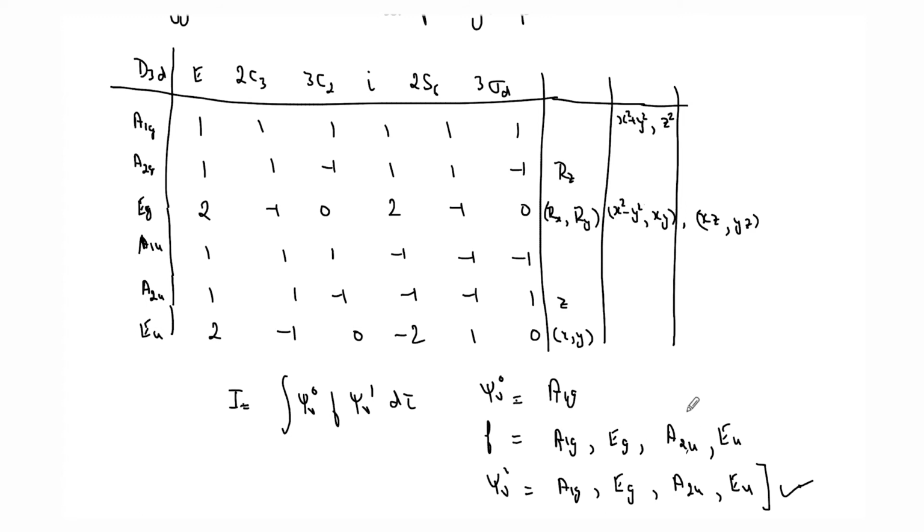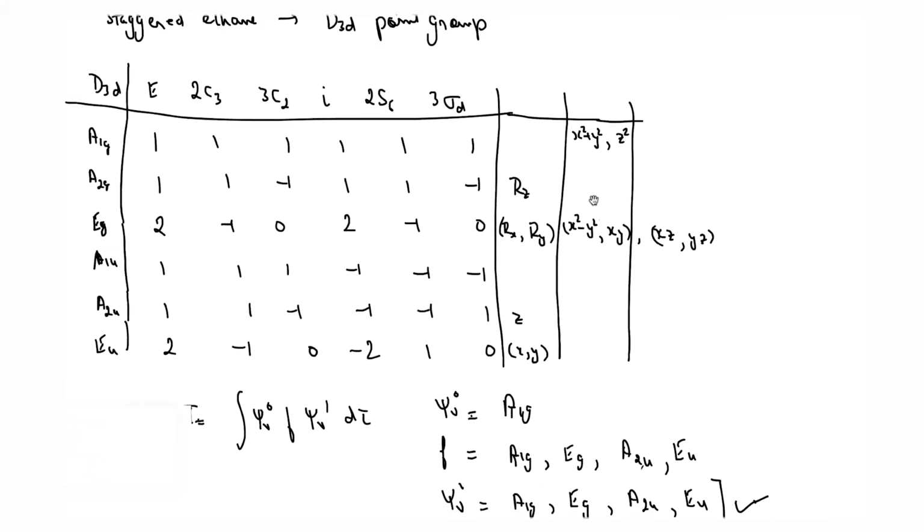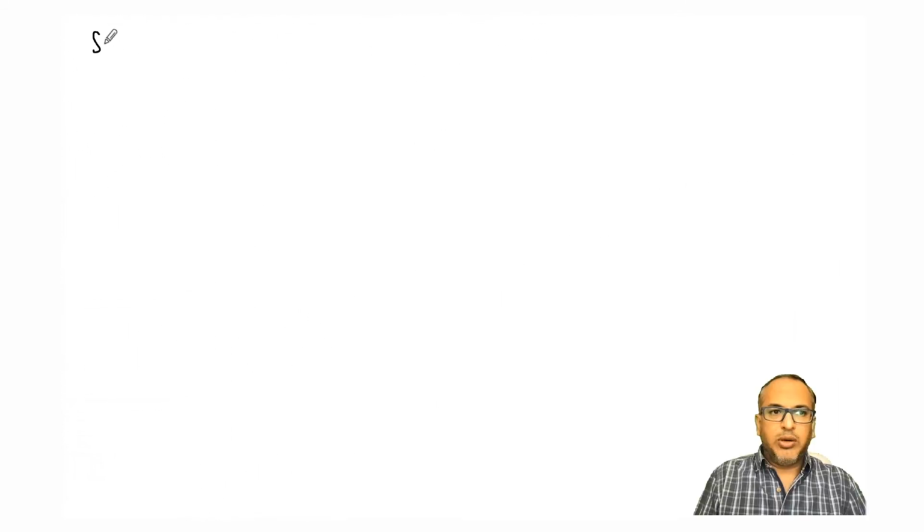So psi v can belong to any of these, and only then it will give non-zero I, and hence the vibrational spectra of staggered ethane will be visible. So that is one. Now let's see the same case for a square pyramidal molecule.